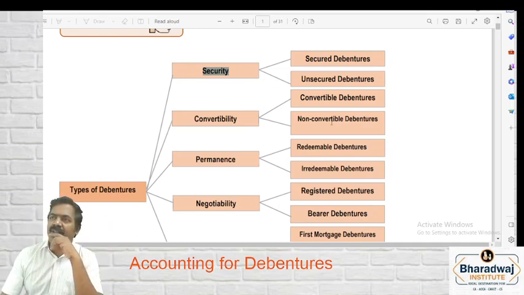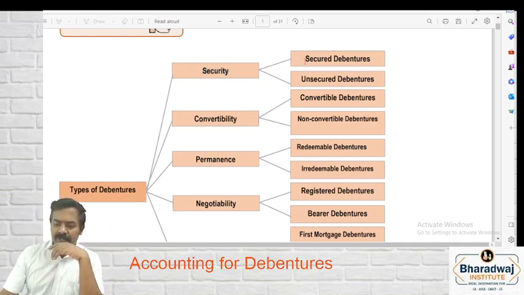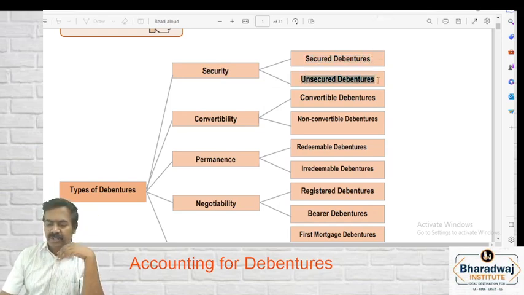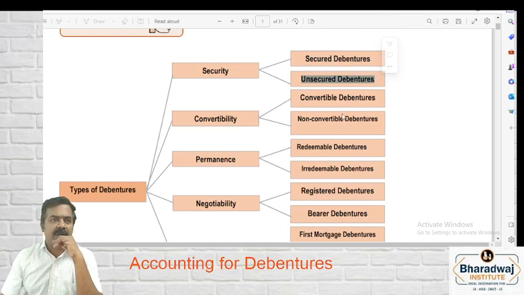That is called which one? Unsecured loan. Like that, debentures also can be with security on some assets, or they can be without security also. Debentures can be secured or which one? Unsecured.